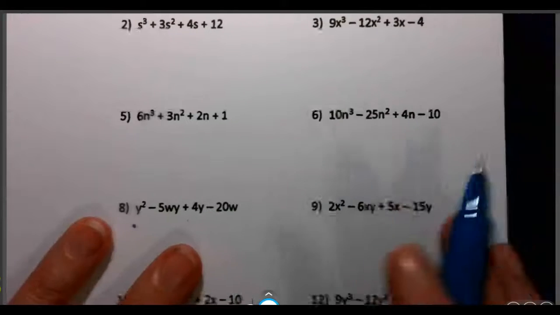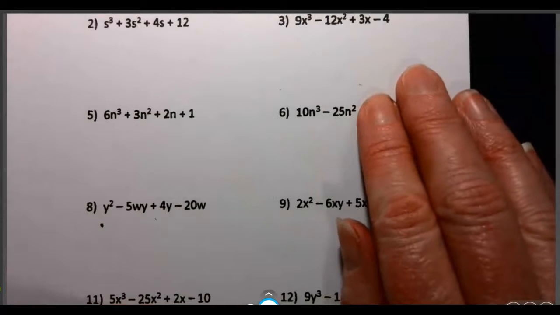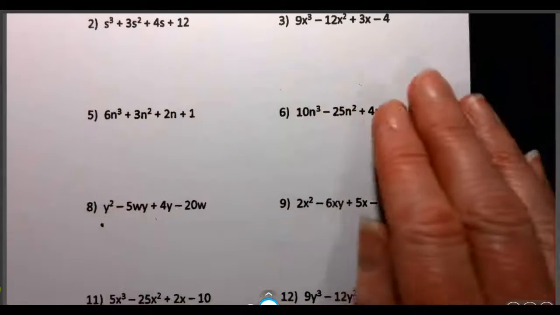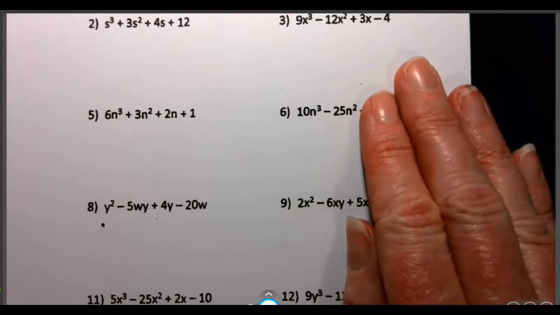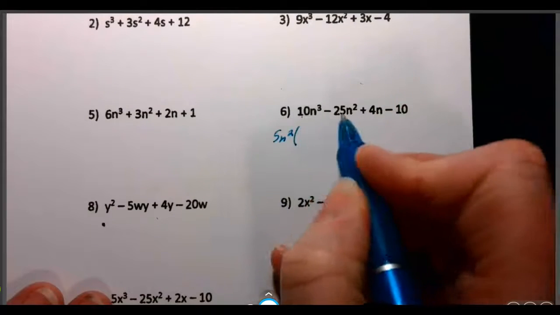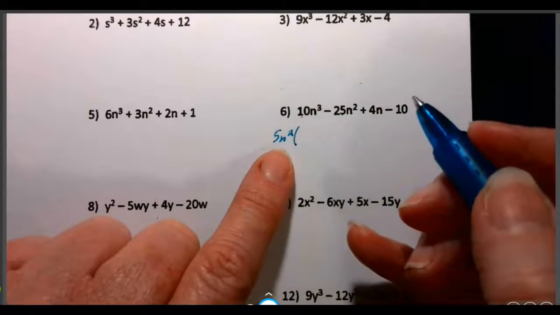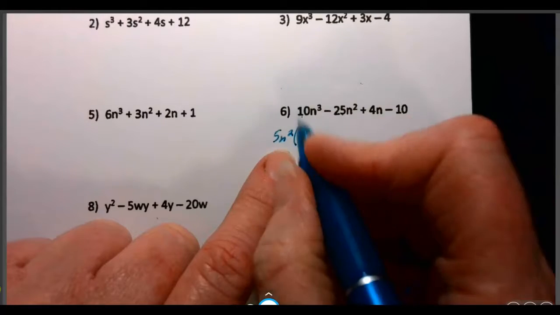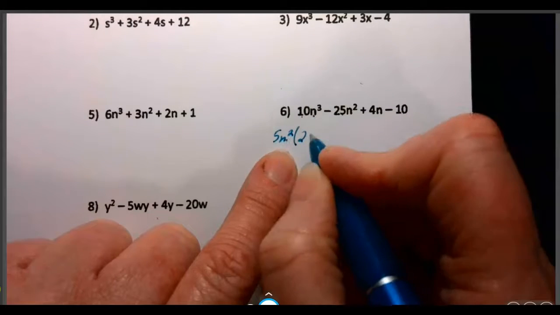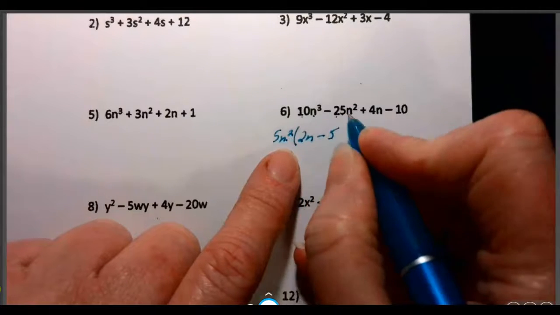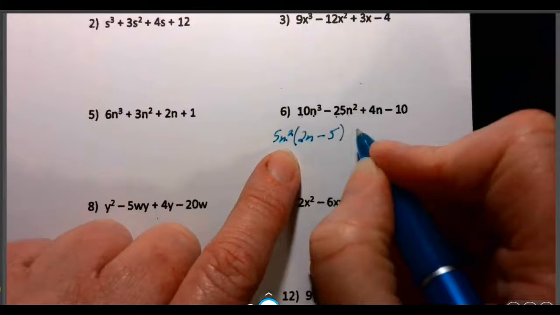Okay, so number 6, remember when you factor by grouping, what the steps are. Look at your notes. I'm going to look at them in pairs. So I'm going to look at this pair, and then I'm going to look at this pair. And I'm going to take the greatest common factor out of each one. So the greatest common factor here would be 5n squared. So I'm going to take a 5n squared out. That means I'm dividing both of these by 5n squared. And if you want, you can actually show that. Do division right underneath. 10 divided by 5 is 2. n cubed divided by n squared is n. Minus 25 divided by 5 is 5. n squared divided by n squared goes away.